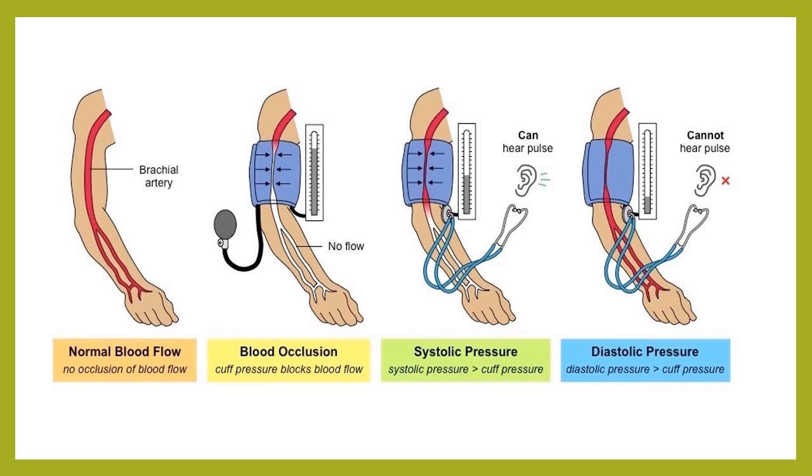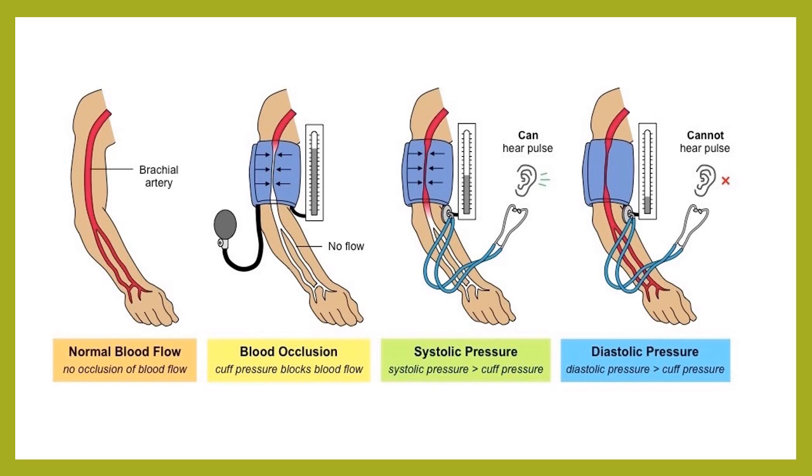First, this is the artery, the brachial artery, with normal blood flow, no occlusion of the blood flow. If the cuff is there, this is a cuff, right? Pressure blocks the blood flow. Now you can measure the systolic pressure.